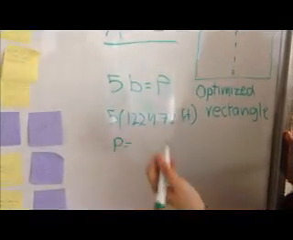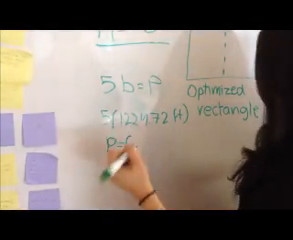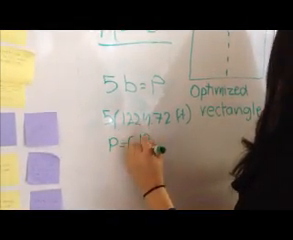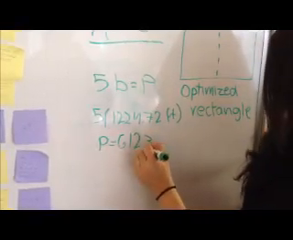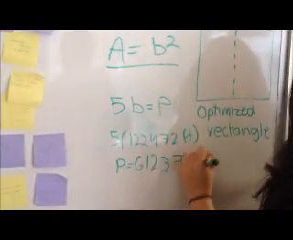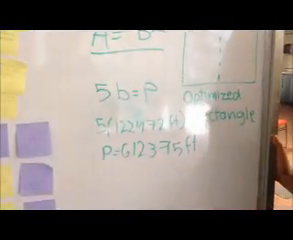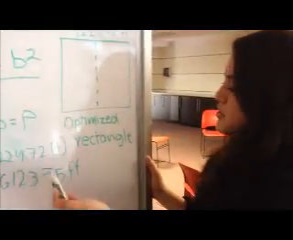And the perimeter is 6,123.75 feet. And that is the size of the perimeter of our optimized rectangle.